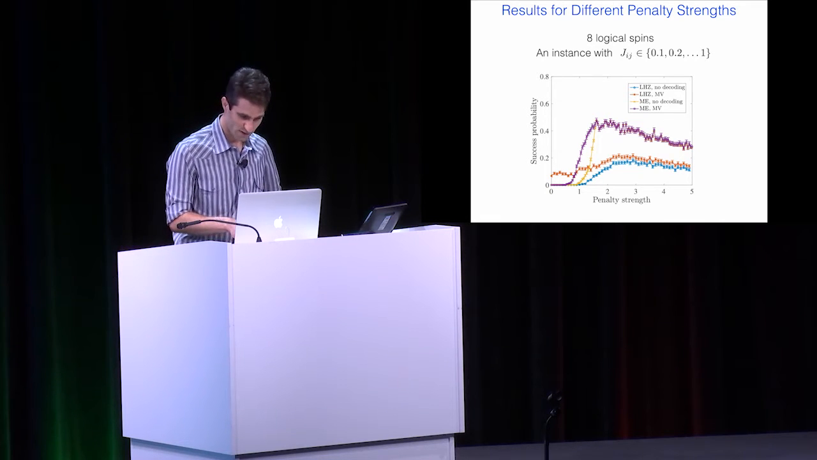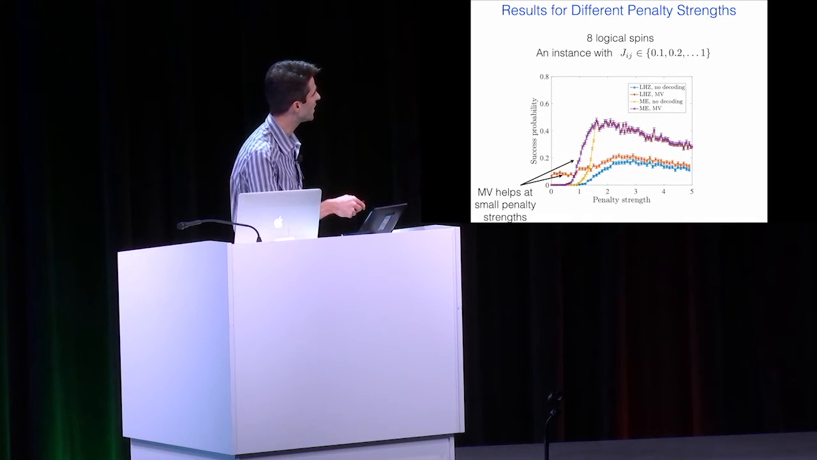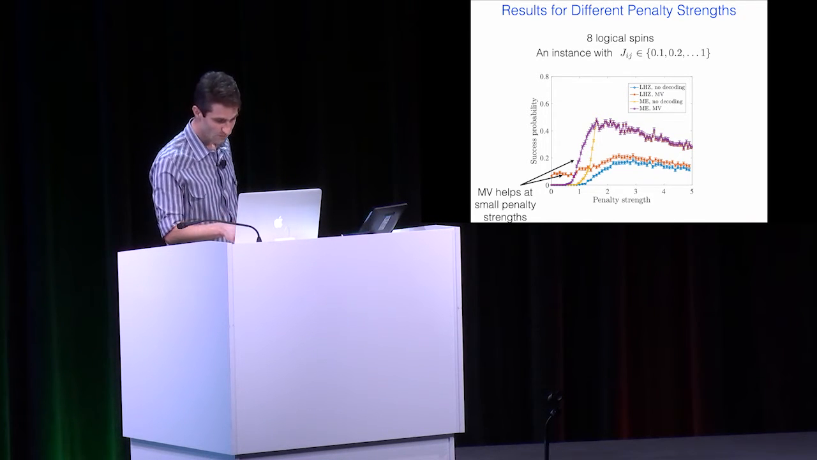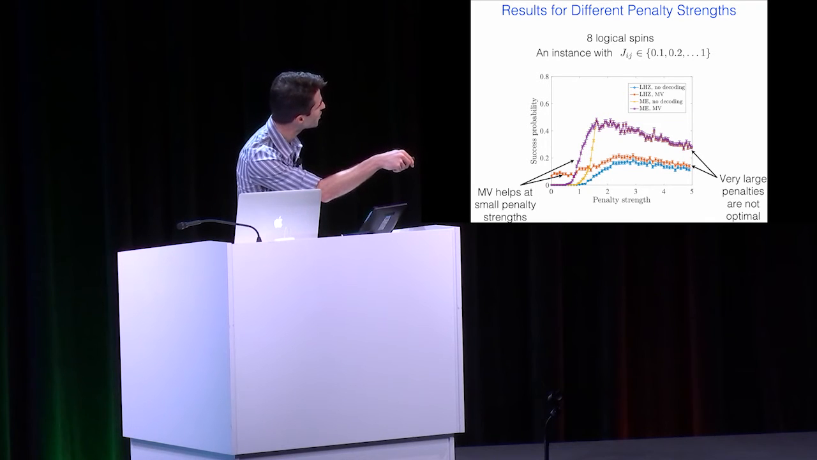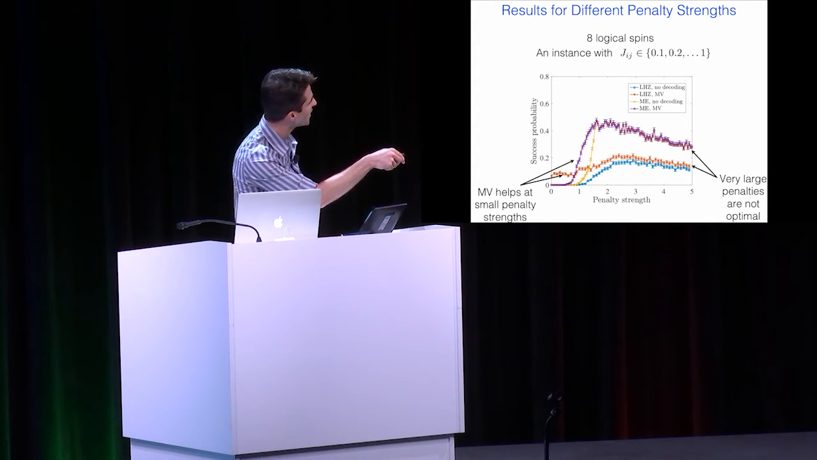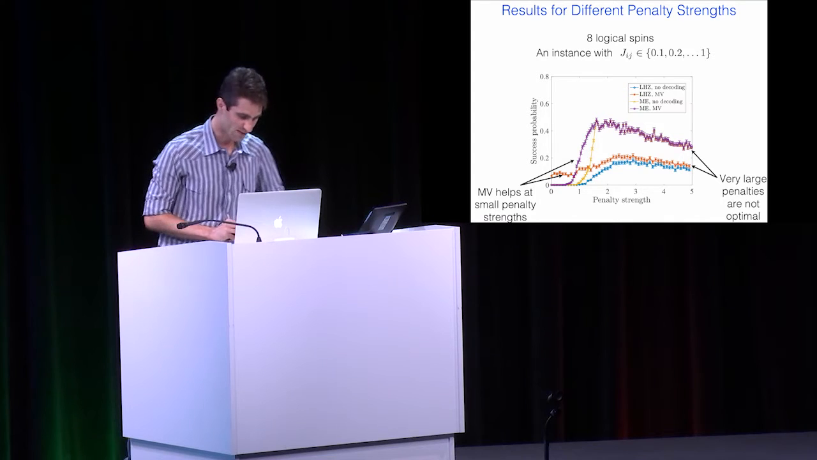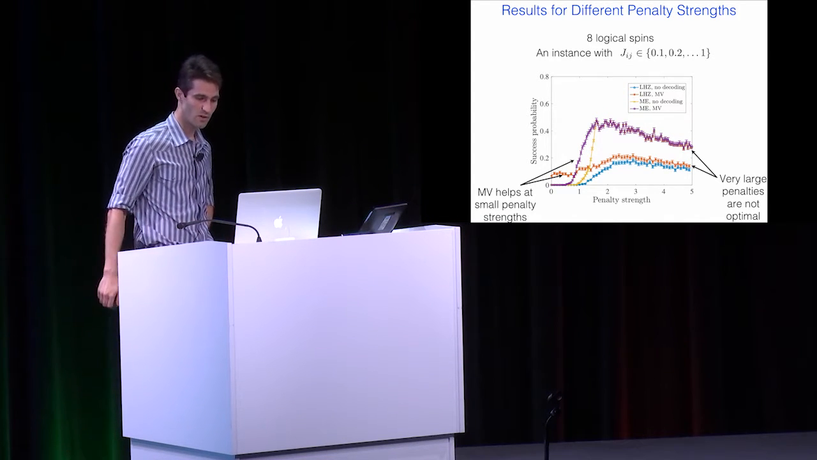So let me point out a few important parts. One is that at least for this instance, you see that majority vote, or the decoding, helps both methods only really for small penalties. And for high penalties, both methods, with no decoding or with decoding, give similar results. But also you'll notice that the peak in the success probability is at some intermediate penalty strength. So actually having very large penalties is not optimal. And this is something we've all sort of learned, for example, on the D-Wave processors.